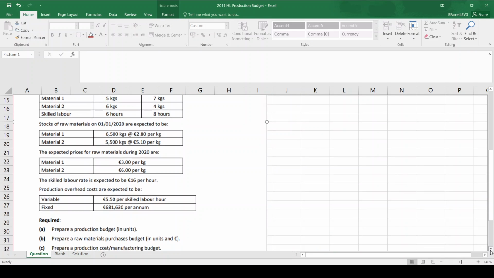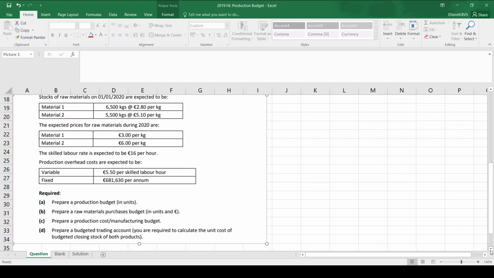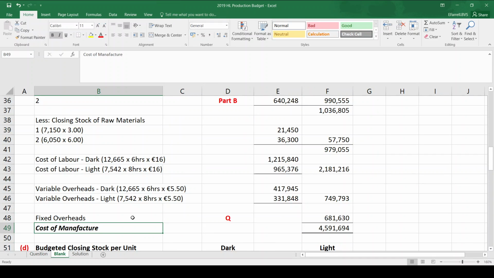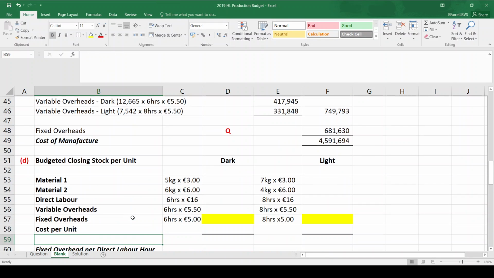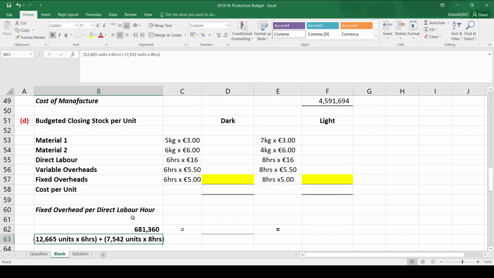For part D, and again, any year this has come up, A, B, and C has always been the same. Part D, previous to 2017, you used to be asked to calculate the budgeted trading account or to calculate the unit cost of stock of all products. But since 2017 and 19, and again in 22, when this question has come up, you're asked to do the budgeted trading account, but you also had to calculate the unit cost of closing stock of both products as well. So we have to do that first of all, and when we've that done, then we can do the trading account. So to calculate the budgeted closing stock per unit, we need to do that for dark and light.